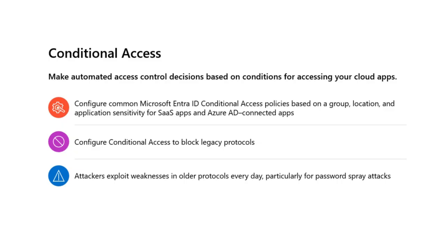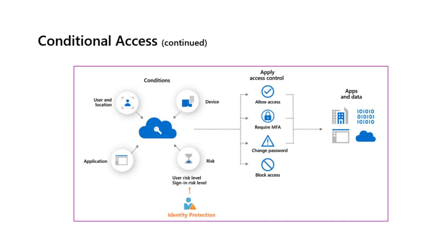Device: users with devices of specific platforms or marked with a specific state can be used when enforcing conditional access policies. Use filters for devices to target policies to specific devices like privileged access workstations. Application: users attempting to access specific applications can trigger different conditional access policies.